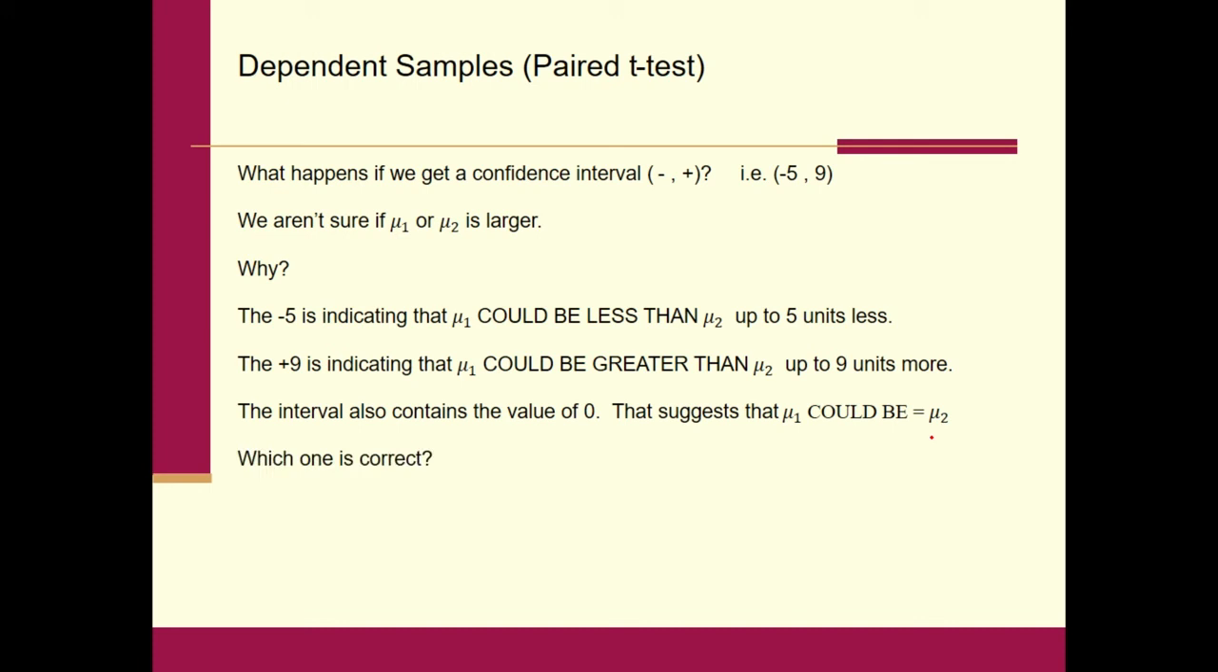And which one is correct? Is it this one? Is it this one? Is it this one? And the answer is, I don't know. We don't know which one it is. It's not conclusive. Researchers have to realize that you're going to run into this every once in a while, actually quite a bit: you're going to get inconclusive results, where you cannot tell a difference between these two population means based upon the random sample or samples that were taken.